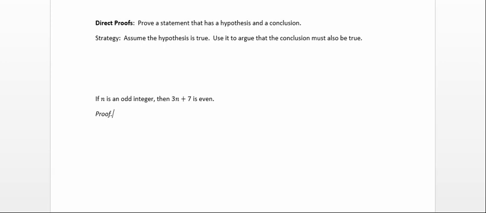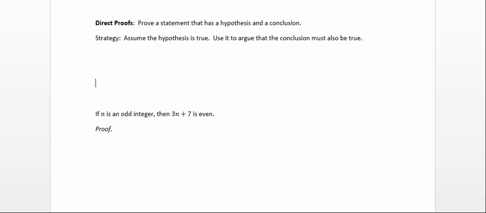If n is an odd integer, then 3n plus 7 is even. So we're going to prove that. Now, one thing that's really important when you're doing proofs is to be absolutely precise with terminology and to use the definitions exactly. So, odd and even. As a prelude to this, we need to be very crystal clear in our minds what an odd integer is and what an even integer is.